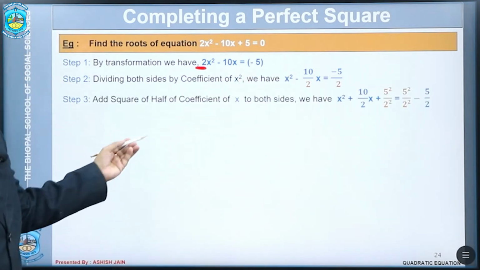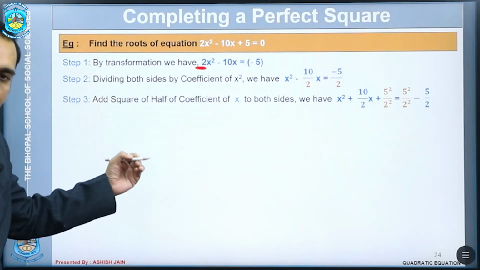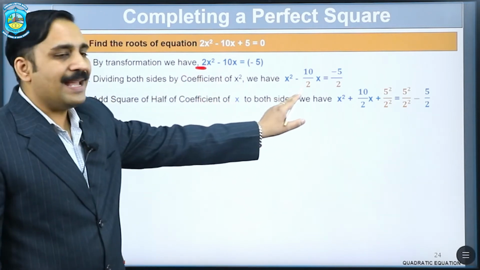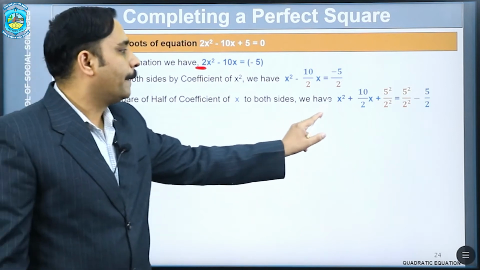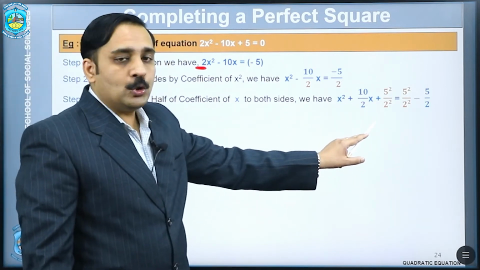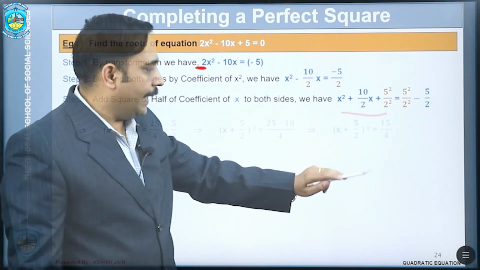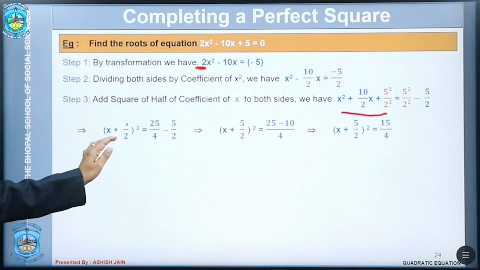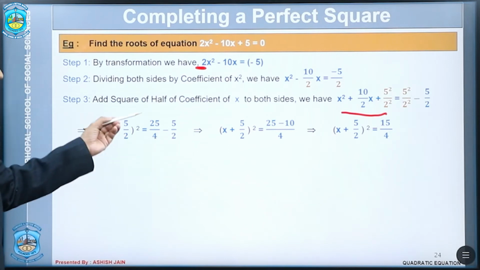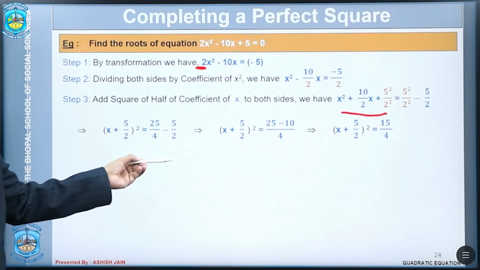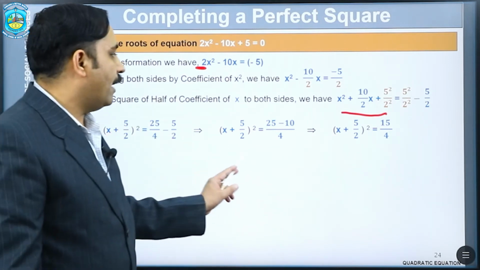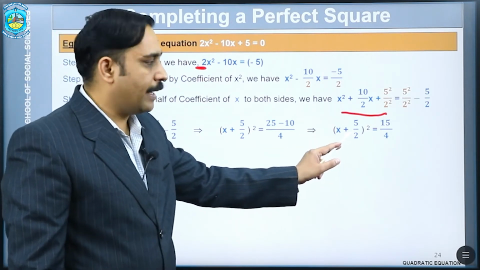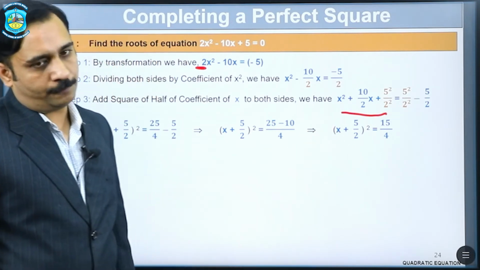Now what we will do, we will add the square of half of the coefficient of the x term, right? So it is 5 square upon 2 square, on both the sides we are adding. So our left hand side reduces to x minus 5 upon 2 whole square, and the right hand side becomes 25 by 4 minus 5 by 2. On solving further, we have x minus 5 upon 2 whole square equal to 15 upon 4.